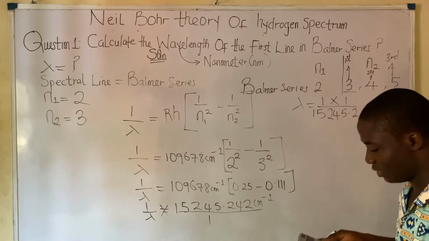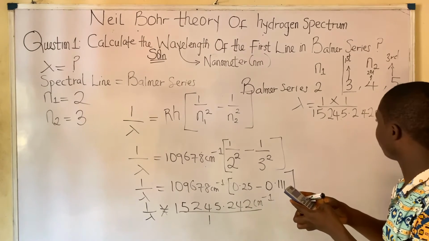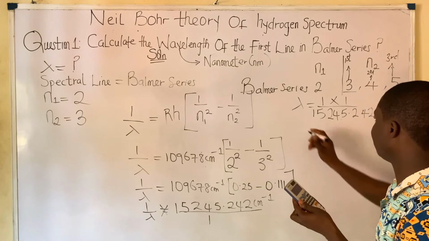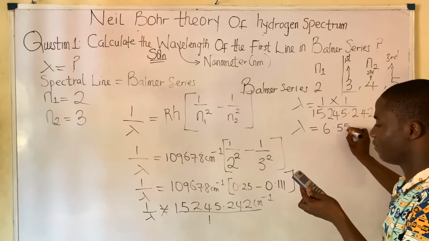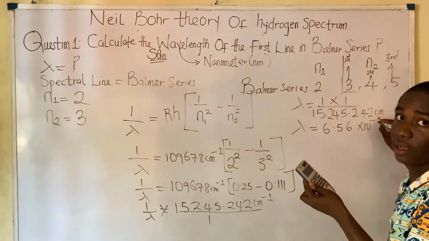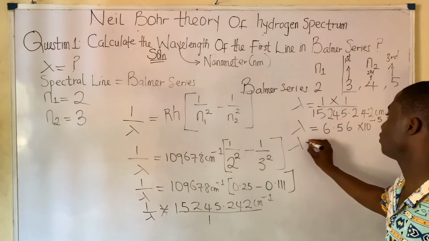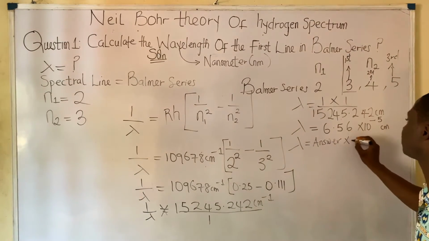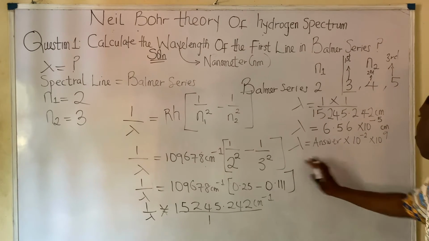Okay, so the point here is this. So let's just solve. So it's going to be 1 times 1 over 15245.242. That is lambda will now be equal to 6.56 times 10 raised to power of what now? 5. Okay, cm. But it must be noted here that the question says put your answer in nanometer. So what do we do next? Take note, your answer, you will now times it by 10 raised to power of minus 2 times 10 raised to power of 9. Okay, this is how it's converted to nanometer.